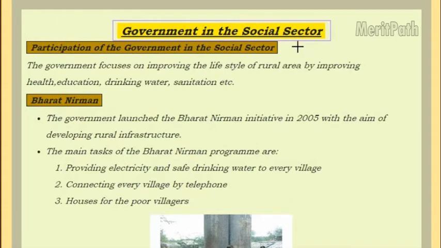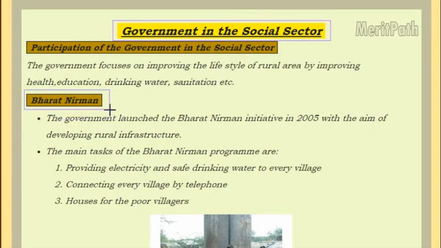Government in the social sector. Participation of government in the social sector. The government focuses on improving the lifestyle of rural areas by improving health, education, drinking water, sanitation, etc., which are the basic facilities provided by the government.